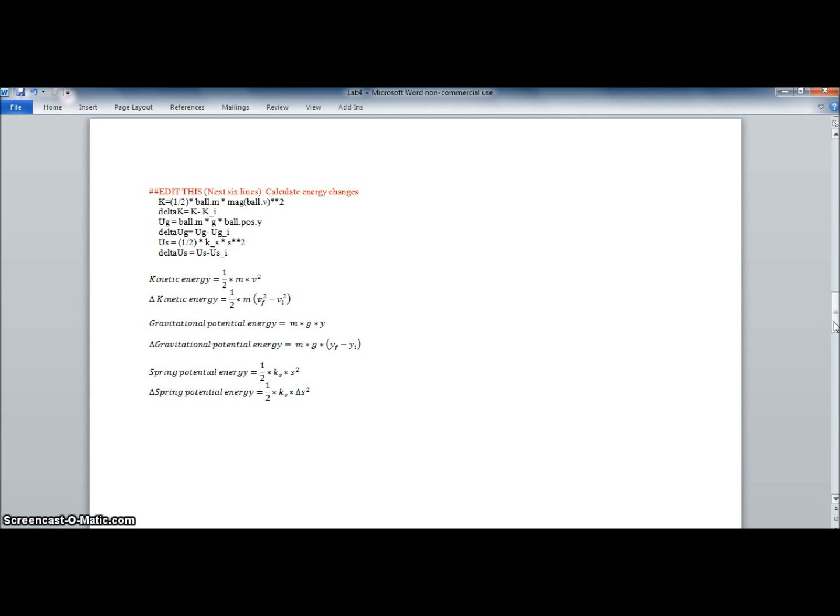Finally, the energy principle was used to find the kinetic energy, the gravitational potential, the spring potential, and the corresponding changes in those energies, along with the changes in total energy.